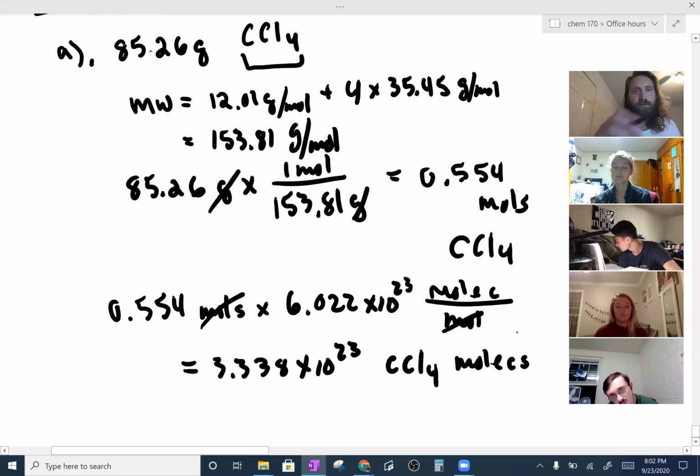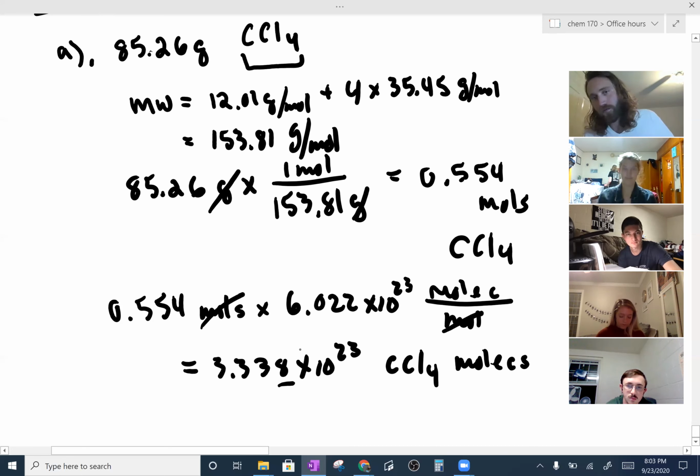And let's do sig figs here. So that would be 85.26. That's 4. So we should have 4 all the way through. So it should be 3.338 times 10 to the 23rd carbon tetrachloride molecules.